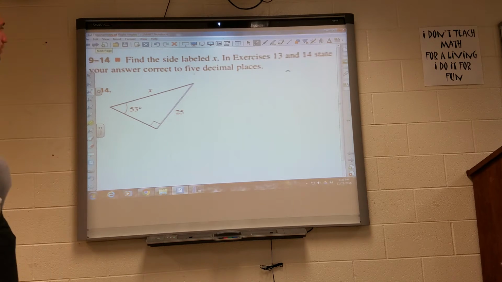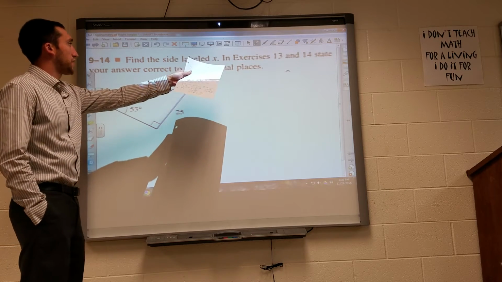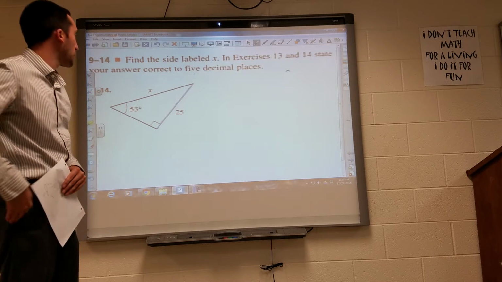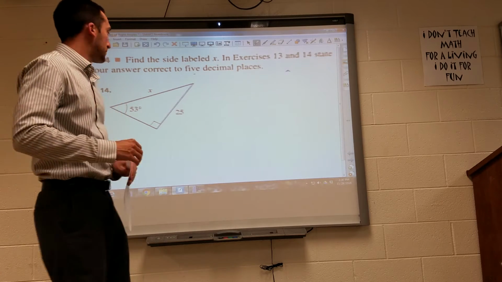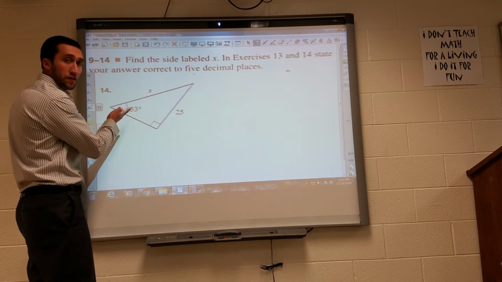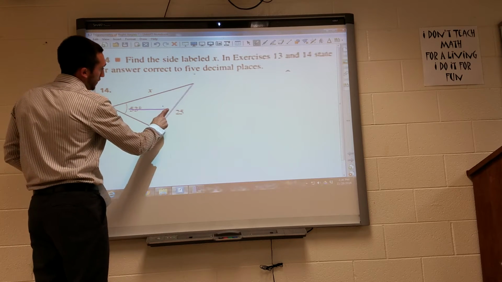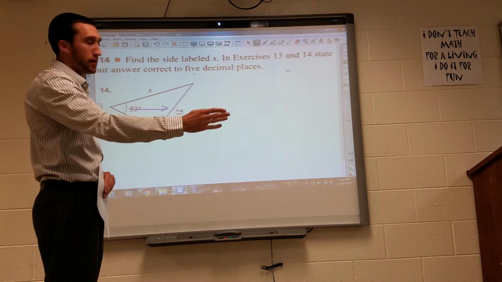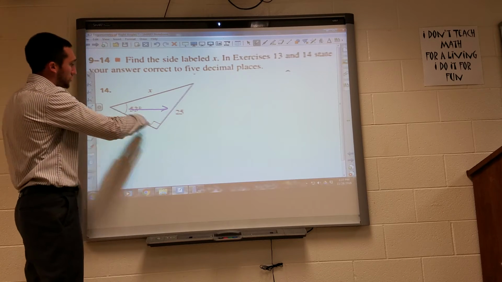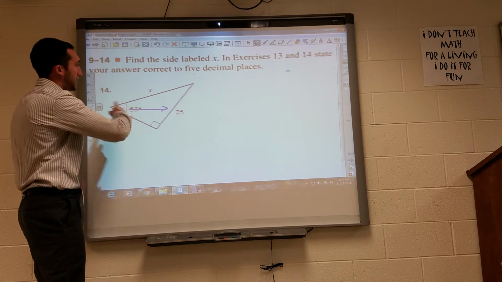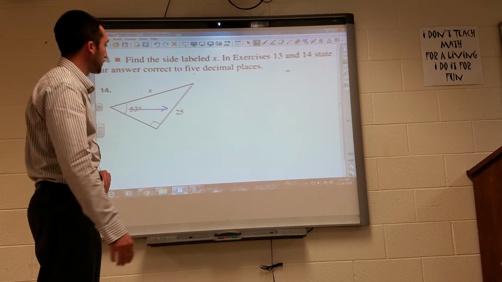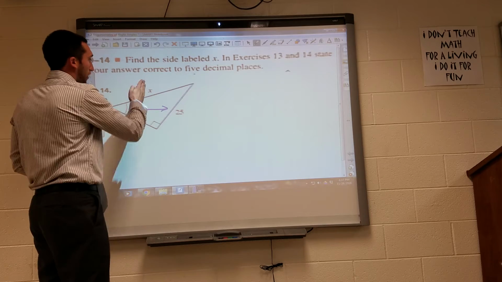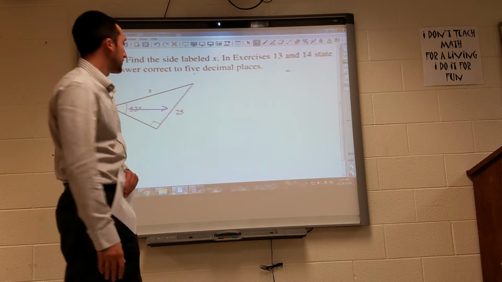Next, we've got to find the side labeled x. We're not dealing with 13 or 14, so we're just going to do it to 2 decimal places. What we need to know is what trig function we have to use here. We have a given angle of 53 degrees. We can see that the 25 is opposite our 53 degrees, it's not touching it, it's not the adjacent side. And our x is opposite our right angle, so that's the longest side, our hypotenuse. So we're dealing with opposite over hypotenuse, so we're going to use sine.